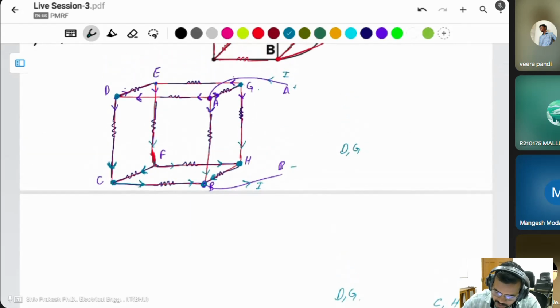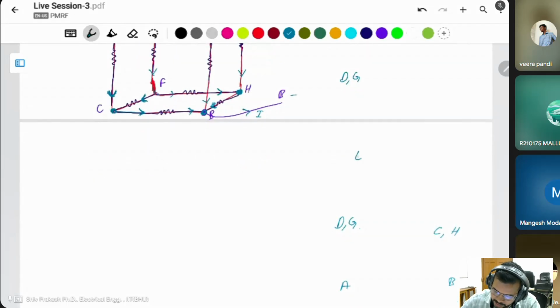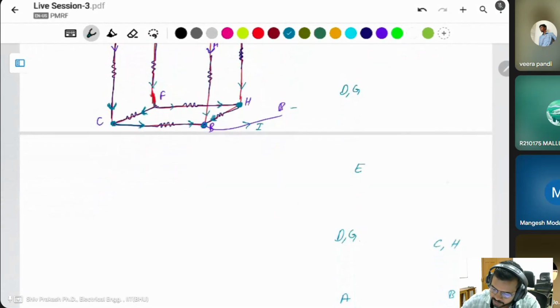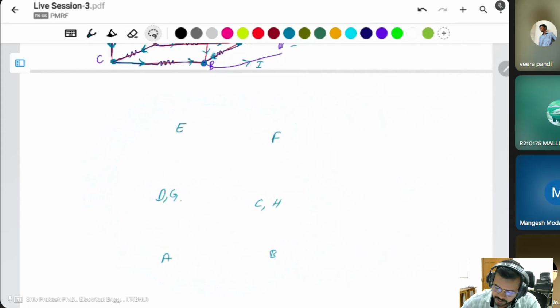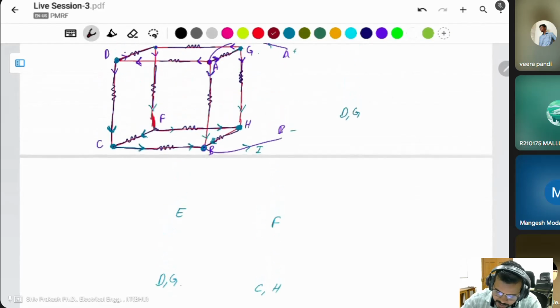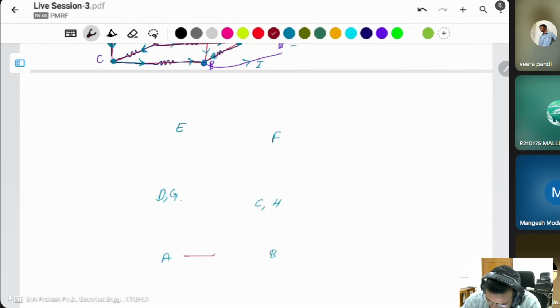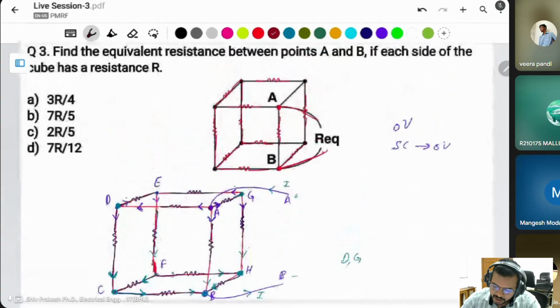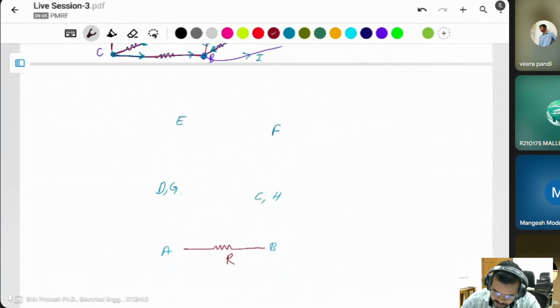Then after that, there are two terminals remaining, E and F. There are the four terminals. We got the four terminals, and we have to connect the resistances according to this cube. First of all, A to B has a resistance. Okay, connect them. A to B has resistance R. All have the same resistance R, that's why it is written as R.